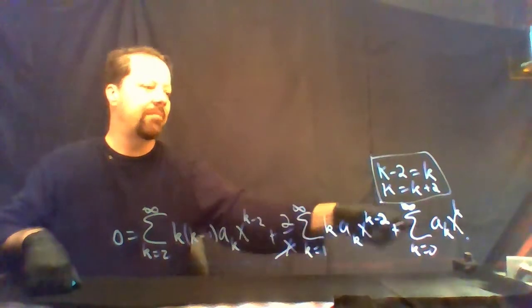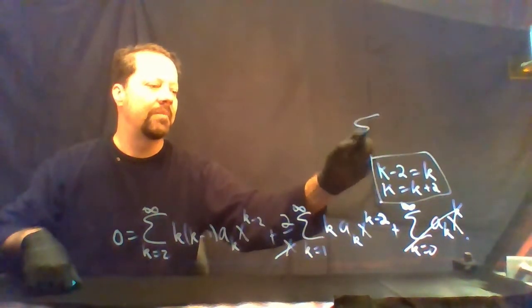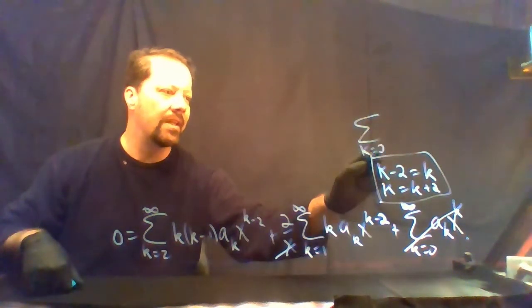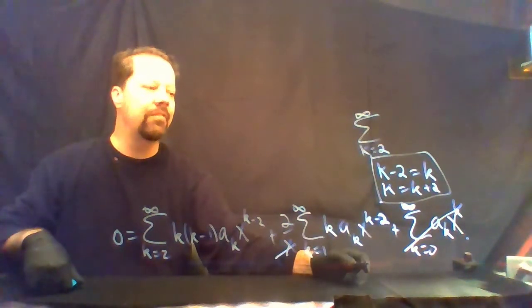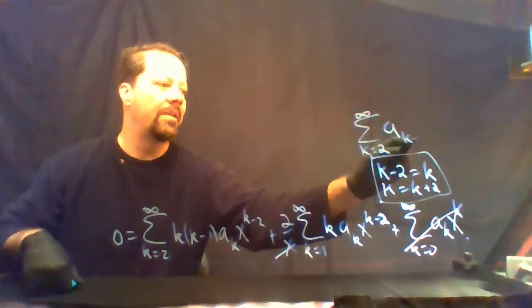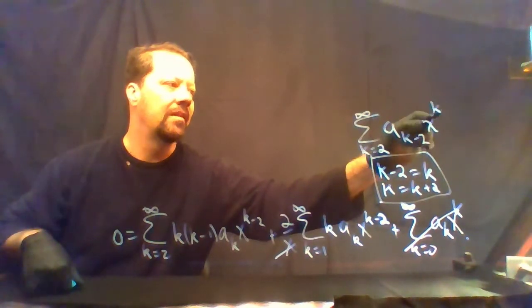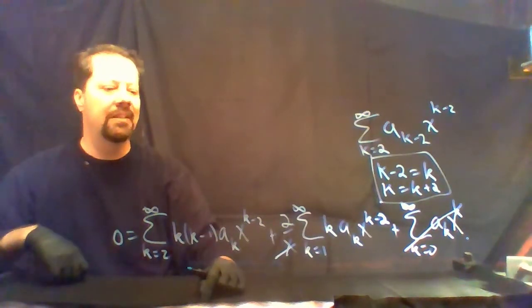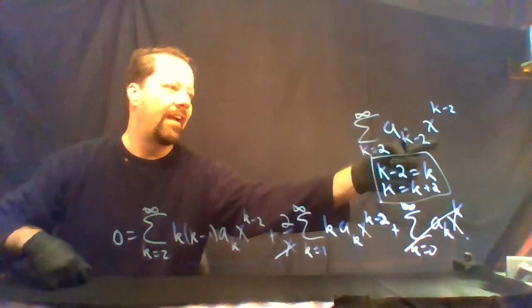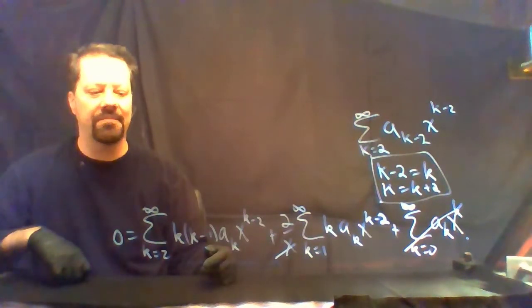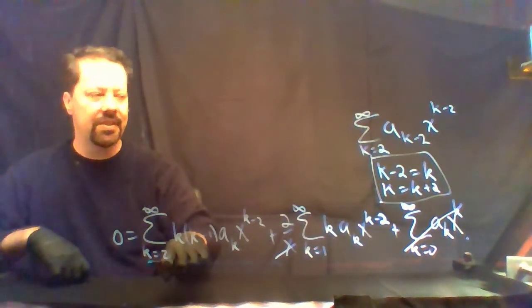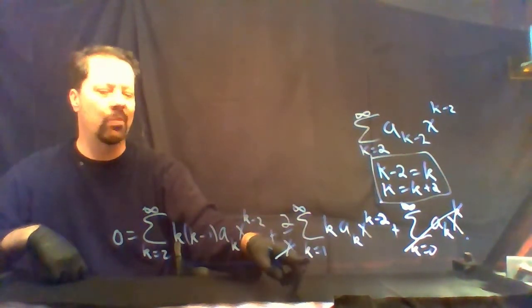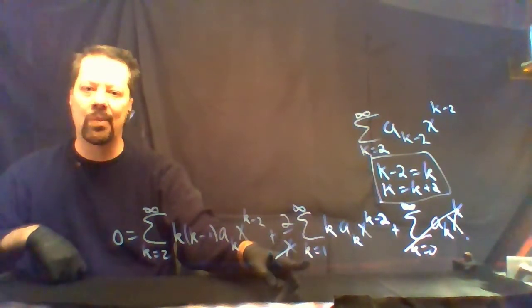That means this sum can be replaced by the sum as the new k. If the old k started at 0, the new k is going to start at 2. Still going to infinity. A sub k minus 2, x to the k minus 2. The old k gets replaced by the new k minus 2. Now all three terms have x to the same power. However, the first series and the last series begin at 2, whereas the middle series begins at 1. So we have to treat the k equals 1 case separately.